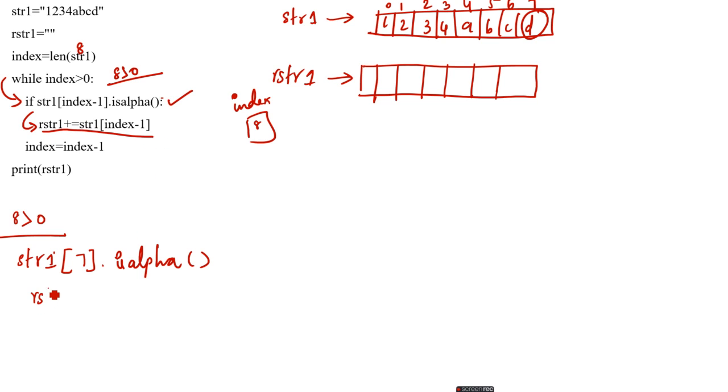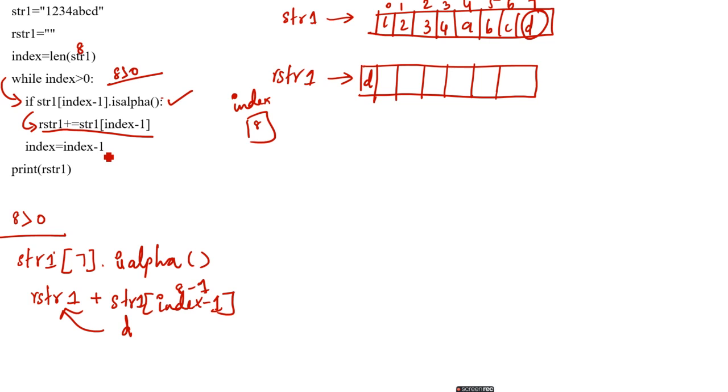That is, to this rstr1, we have to concatenate str1 of index minus 1. Index is 8, 8 minus 1, that is 7. We have to concatenate D, str1 of 7, to rstr1. So we are joining D. So in rstr1 we are having D.